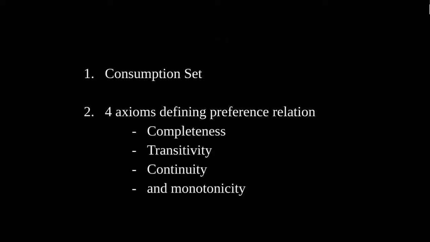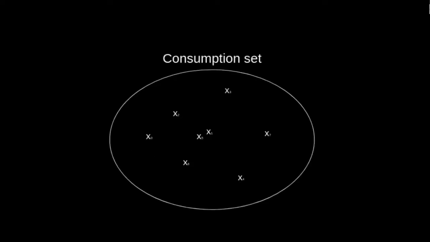This video will go through some key concepts to explain the theorem, such as consumption set, 4 axioms defining preference relation: completeness, transitivity, continuity, and monotonicity. Then we use these key concepts to prove the theorem.